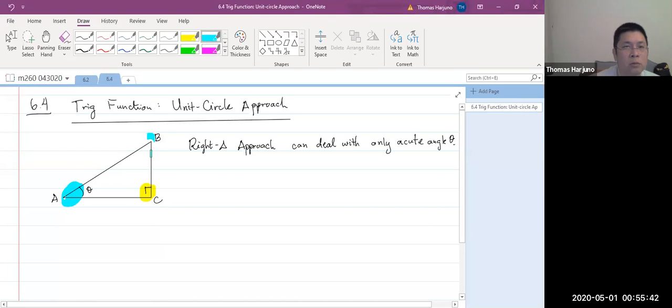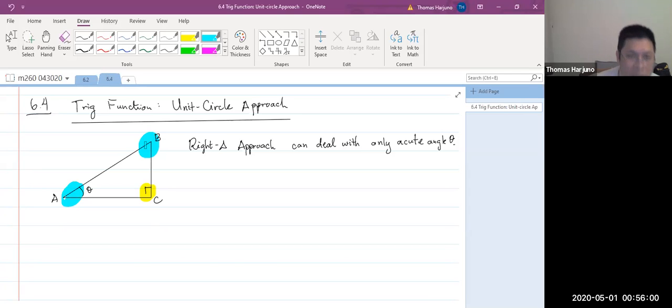Because the sum is 180, right? If the sum of the interior angles is 180 degrees and one of them is already 90 degrees, then the sum of the other two has to be 90. Cannot be more than 90. Now, that's the weakness of the right triangle approach. It doesn't mean it's wrong. No, it's not wrong. It's just weak because we can only apply those ideas in a right triangle.